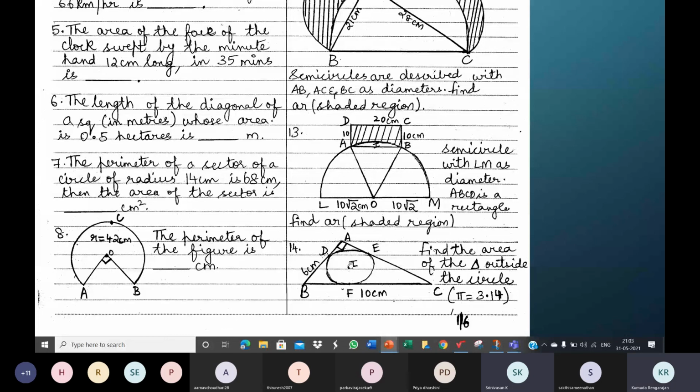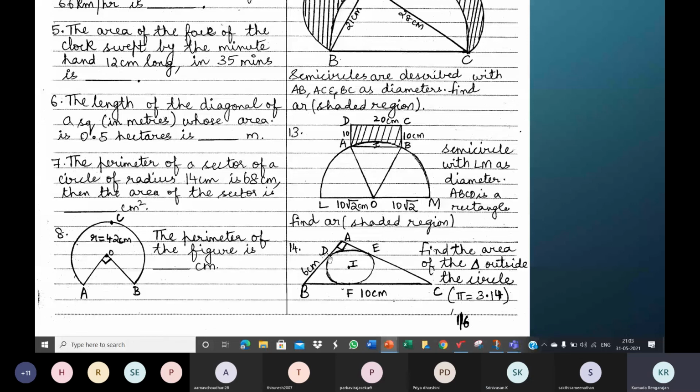Srinivasan, after connecting IA, IB and IC, what else did you join? ID, IE and IF. Then tell us more about ID, IE and IF. What are they? They are the heights of each of the triangle. Heights? Radius. Yes, so ID, IE and IF are the radius of the incircle.